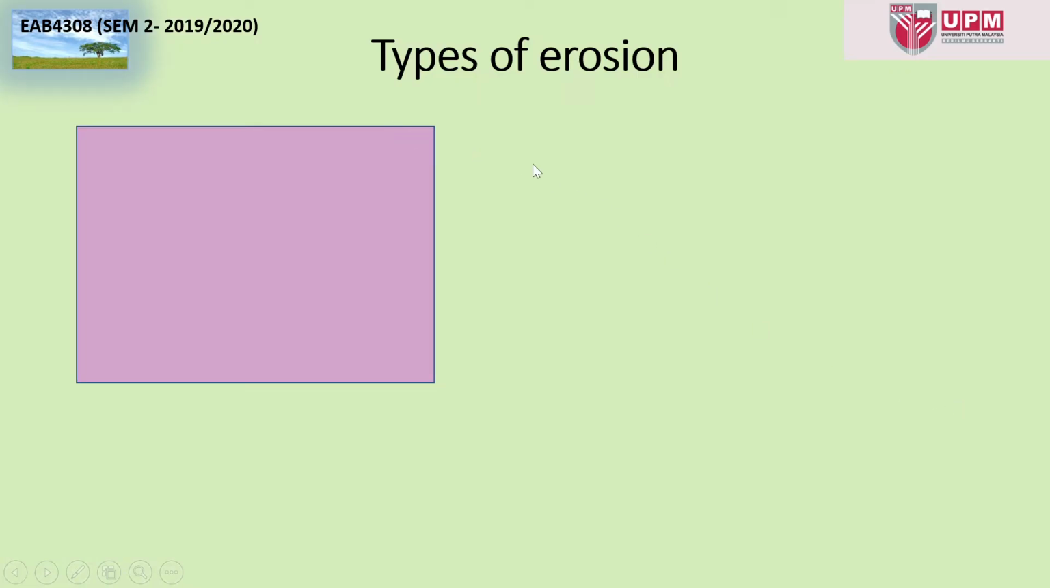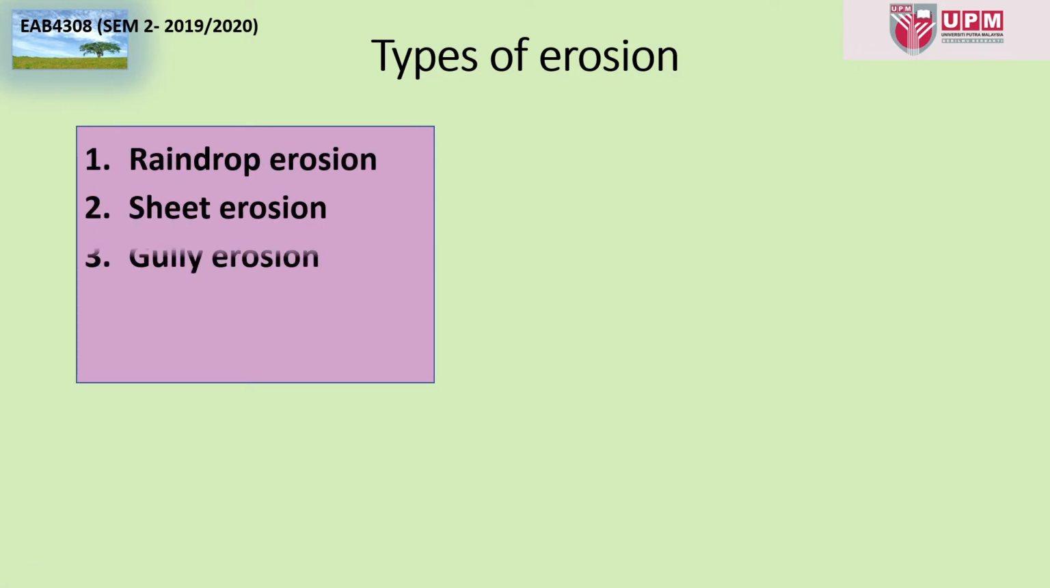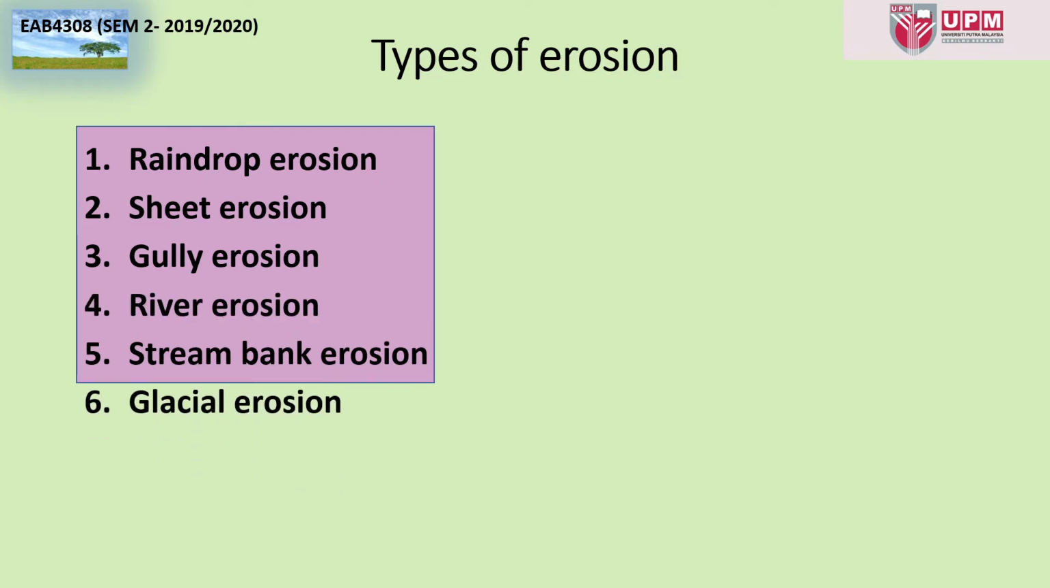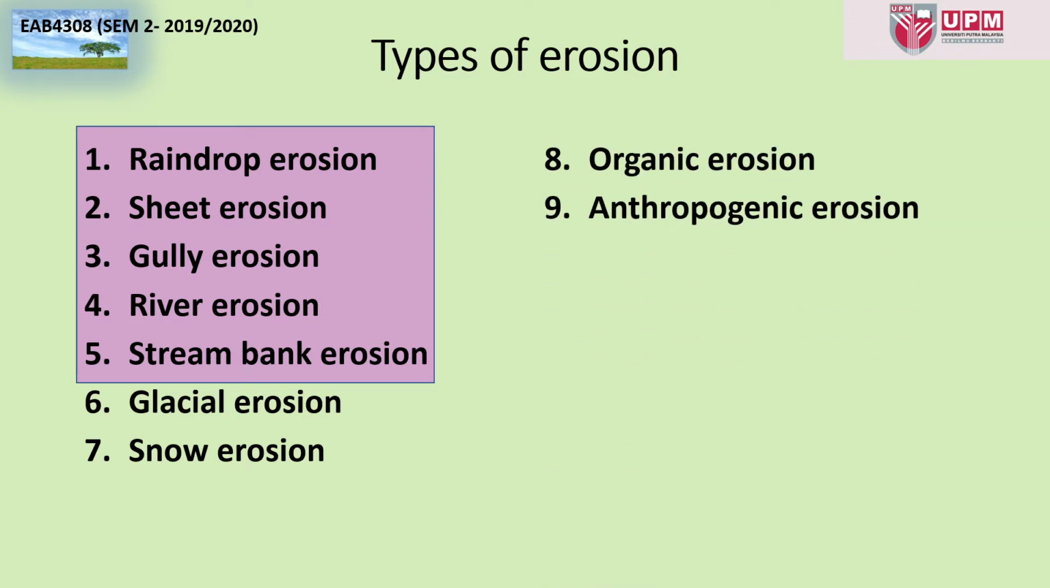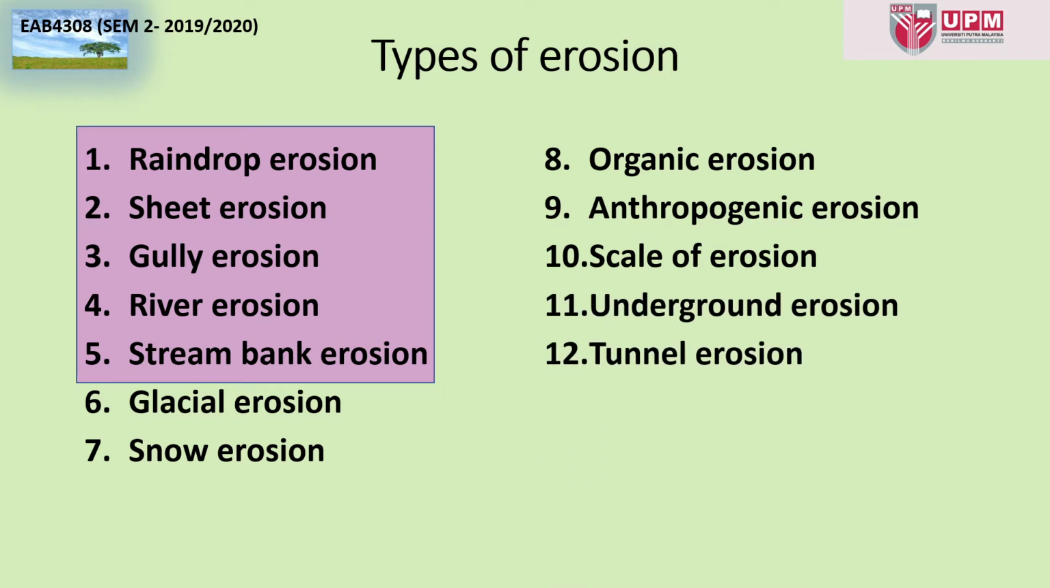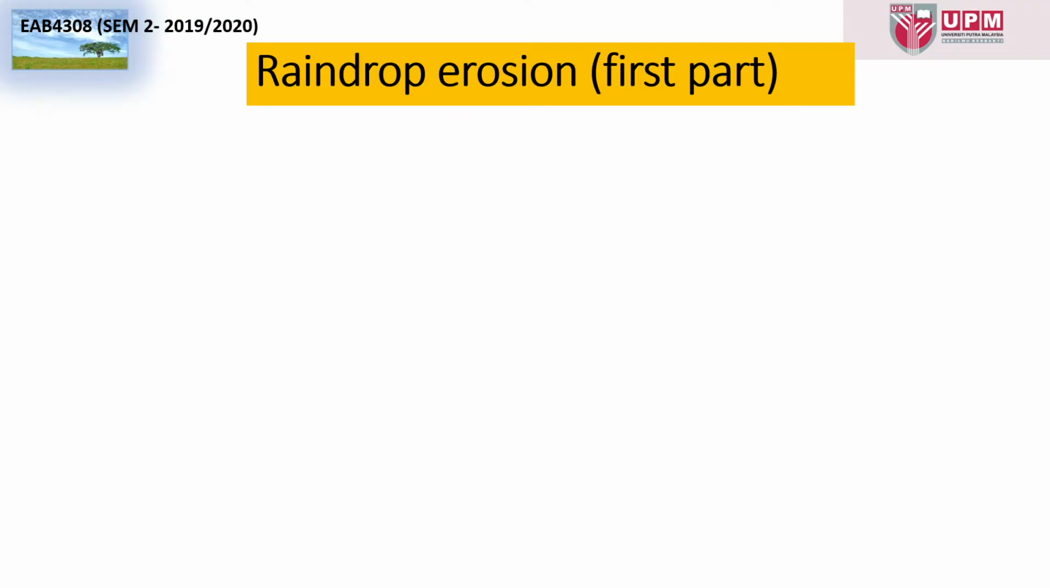So there are many types of erosion. We have raindrop erosion, sheet erosion, gully erosion, streambank erosion, river erosion, glacial erosion, snow erosion, organic erosion, anthropogenic erosion, scale of erosion, underground erosion, and tunnel erosion. So you must be wondering how this erosion looks like, how they happen, and how can we control them. We will try to answer these questions in this course.